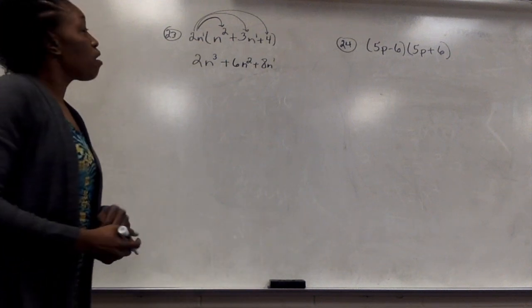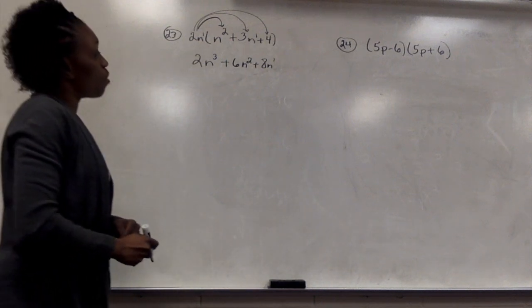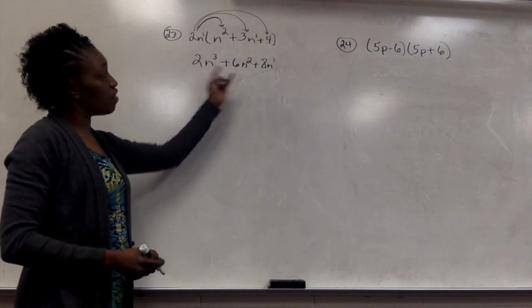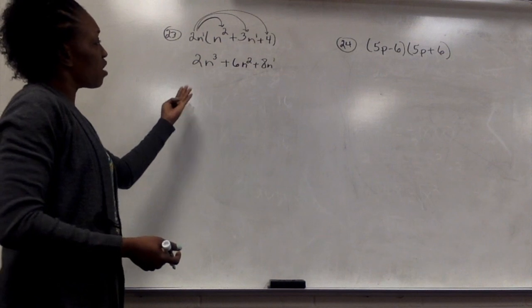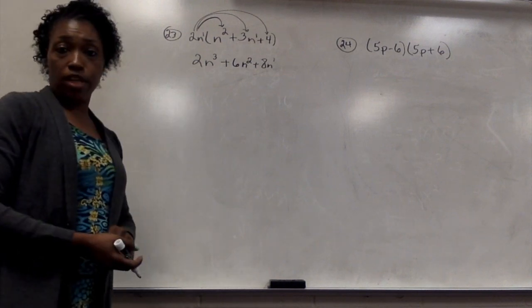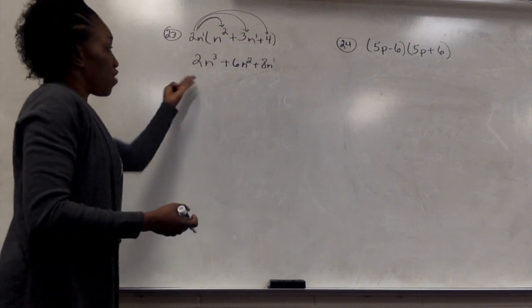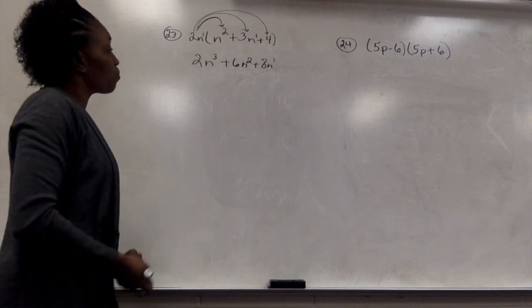Once you have multiplied by doing distributive property, you then want to look to see if there are any like terms in your expression that can be combined. In this case, there are no like terms, so we are finished with this problem. This is our final answer.